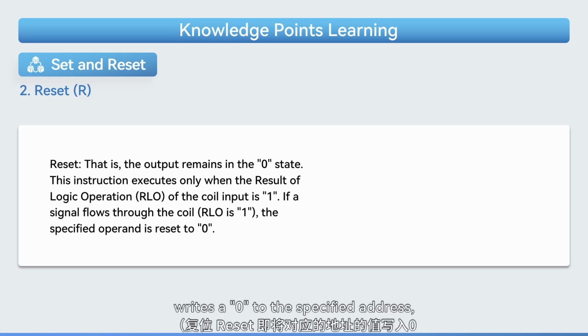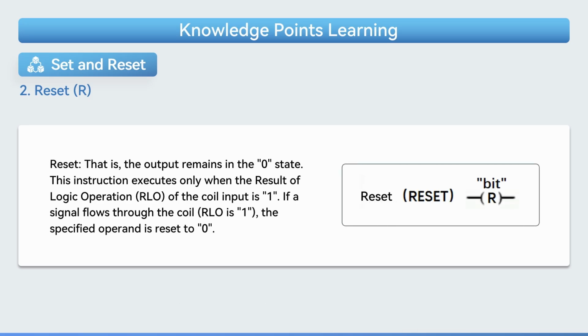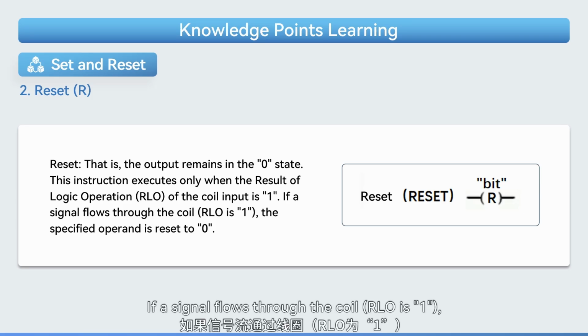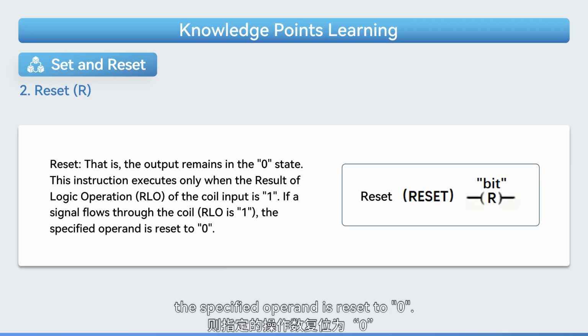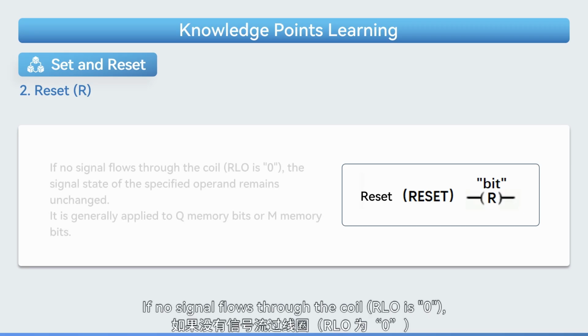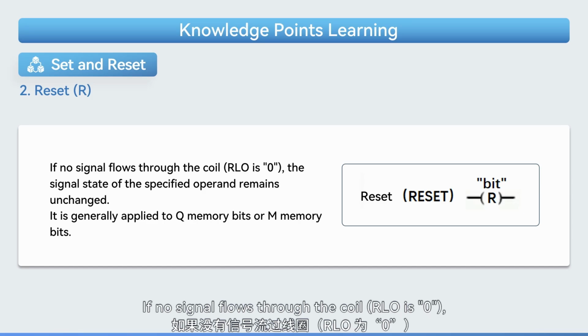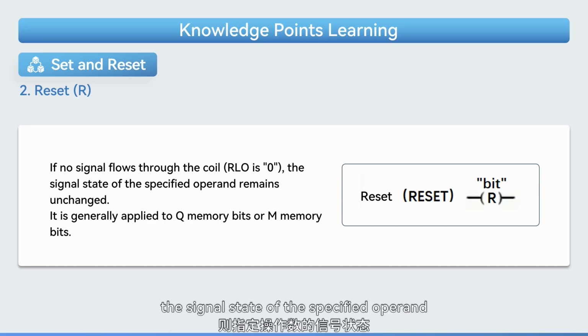The reset writes a 0 to the specified address, resetting the specified address bit to 0 and holding it. This instruction executes only when the result of logic operation of the coil input is 1. If a signal flows through the coil, RLO is 1, the specified operand is reset to 0. If no signal flows through the coil, RLO is 0, the signal state of the specified operand remains unchanged. This instruction is generally applied to Q memory bits or M memory bits.